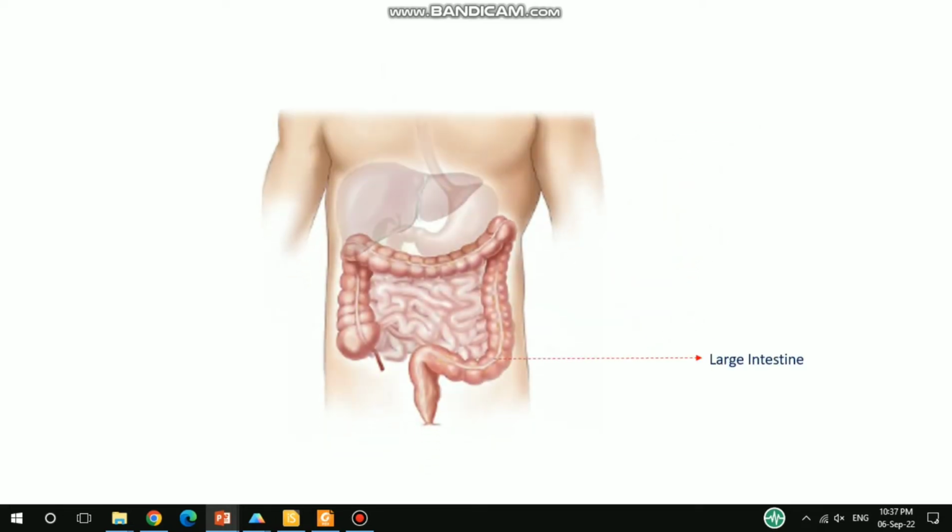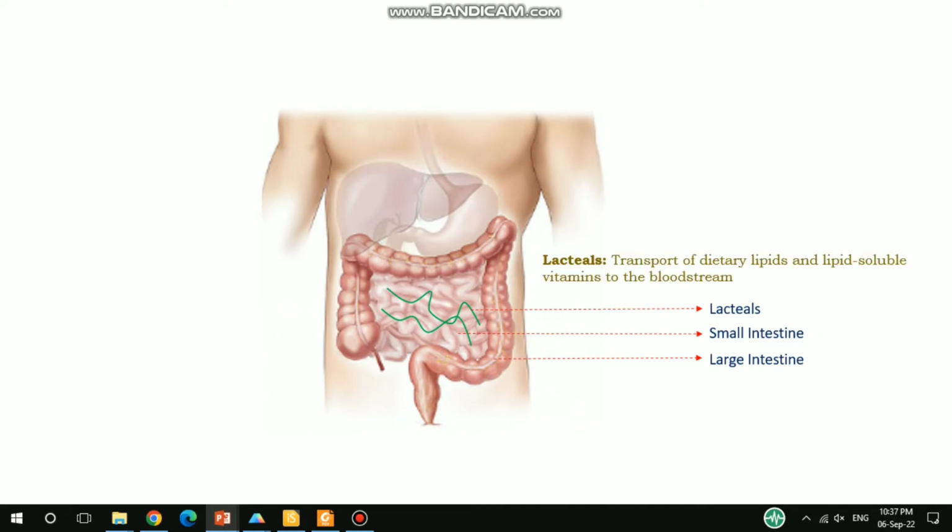In the small intestine, the lymphatic capillaries are known as the lacteals. The lacteals transport dietary lipids and lipid soluble vitamins to the bloodstream. So basically the lacteals are just lymph ducts, but they are termed lacteals in the small intestine.